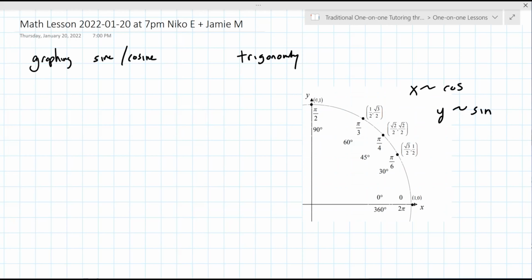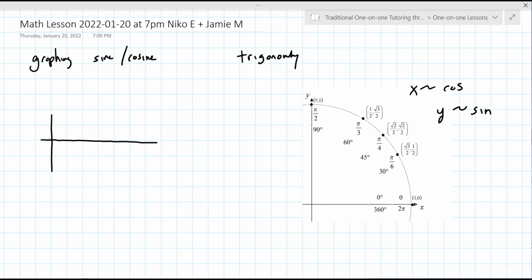Okay. So each point on the unit circle is a point on the graph that we're going to see. The main points actually occur at the 90s, and then the next 90 and the next 90 and the next 90 and so on. So I'm going to graph sine, and we'll go from there.